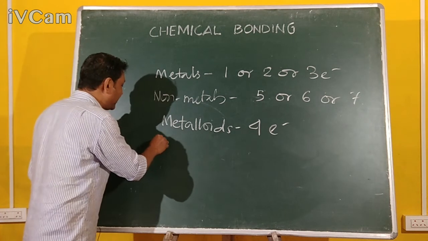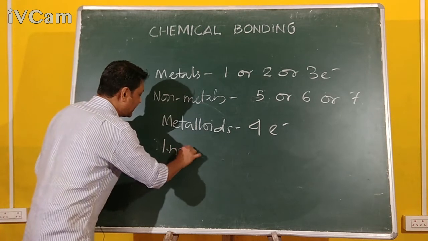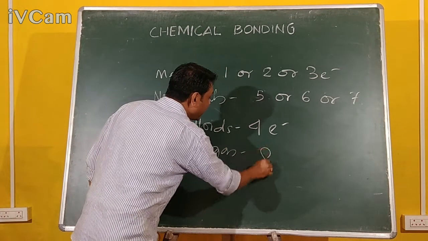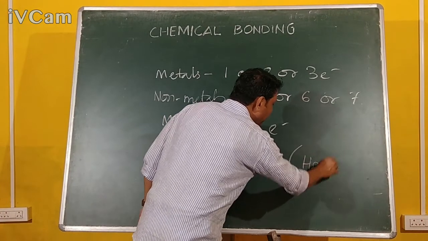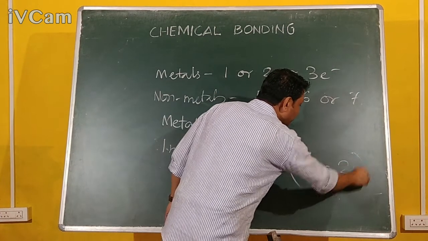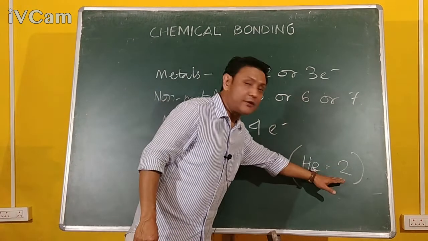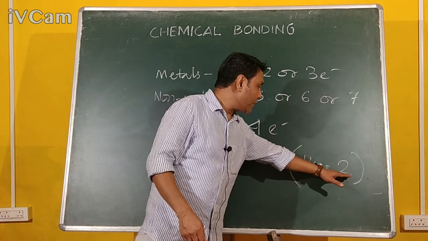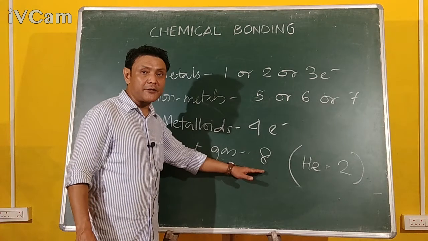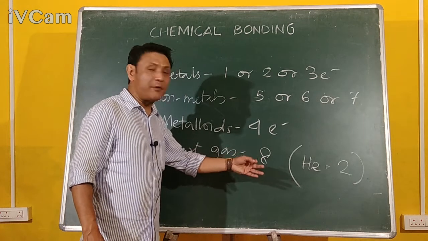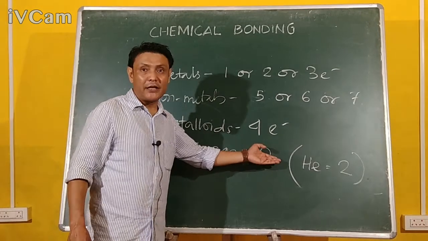Now what about the fourth type of element? The fourth type of element are noble gases or inert gases. They will have 8 electrons in the outermost shell. Remember, helium is the only inert gas or noble gas which has 2 electrons in the outermost shell. That means it follows the duplet theory. The rest of the inert gases, neon, argon, krypton, xenon, and radon, will have 8 electrons in the outermost shell.